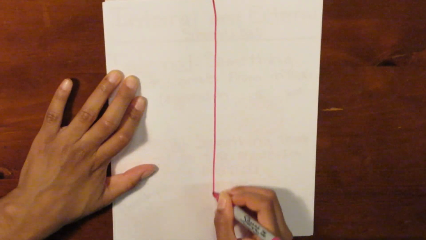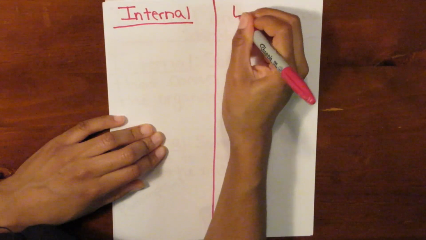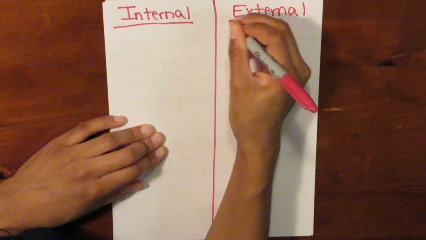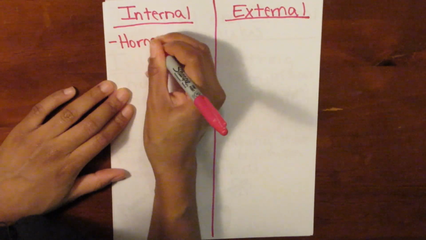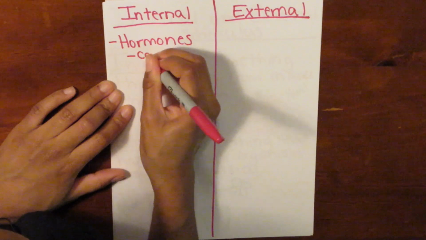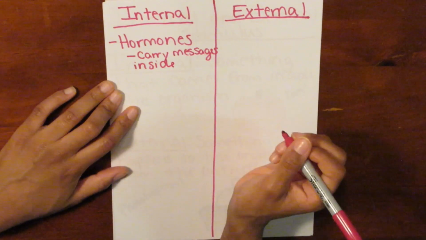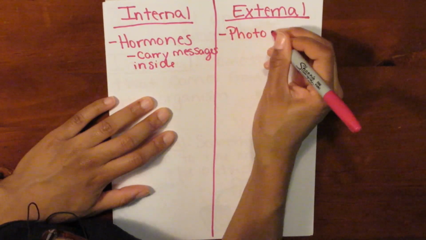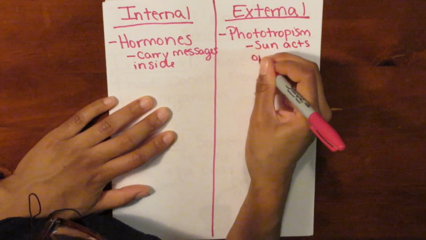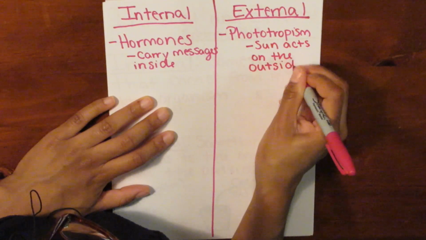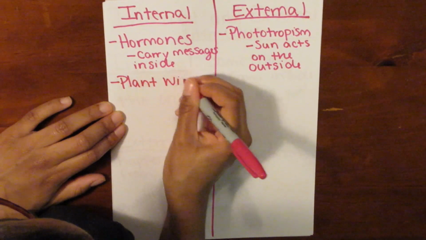Now we're going to go ahead and compare and contrast between internal and external stimulus. So things that are internal and then things that are external. So let's go ahead and look at our first thing that's internal. So we have hormones. Plants and animals both have hormones. Hormones carry messages inside the organism. So if it's inside, it's internal. For external, we just talked about this one. Phototropism. The sun acts on the outside of the plant. It's something happening outside of the plant that's causing it to behave a certain way.